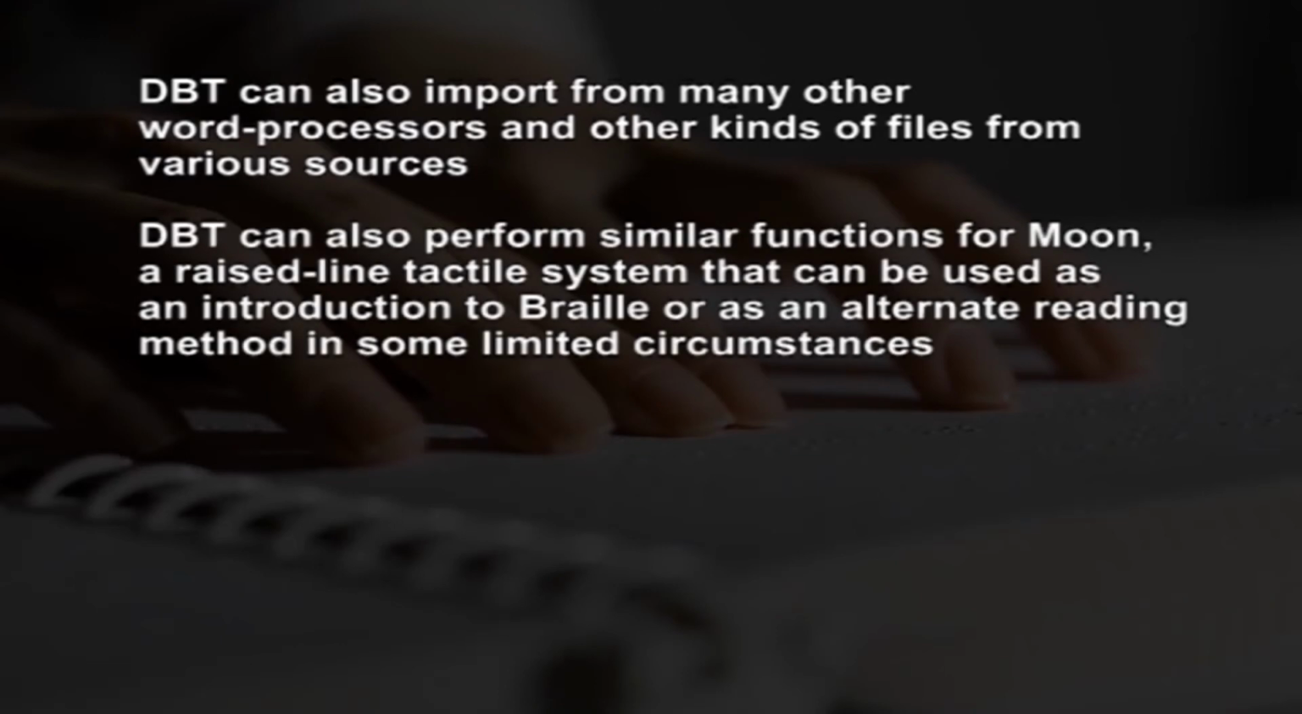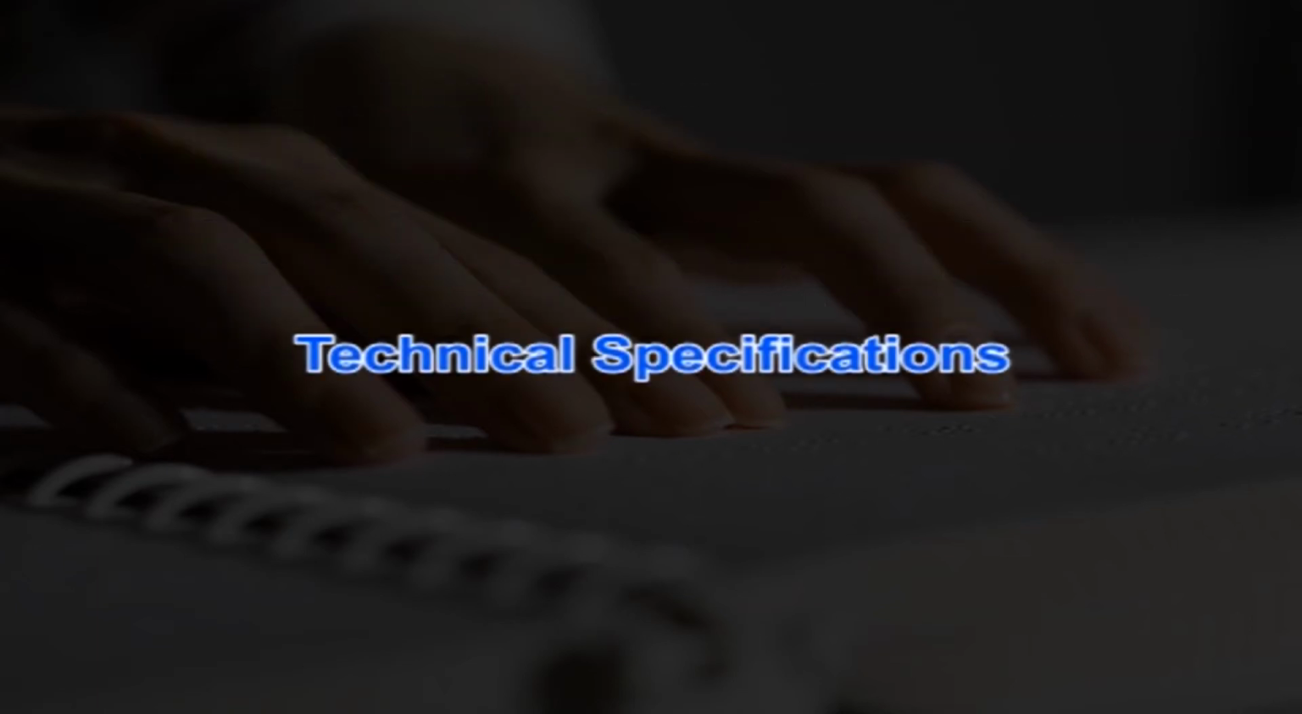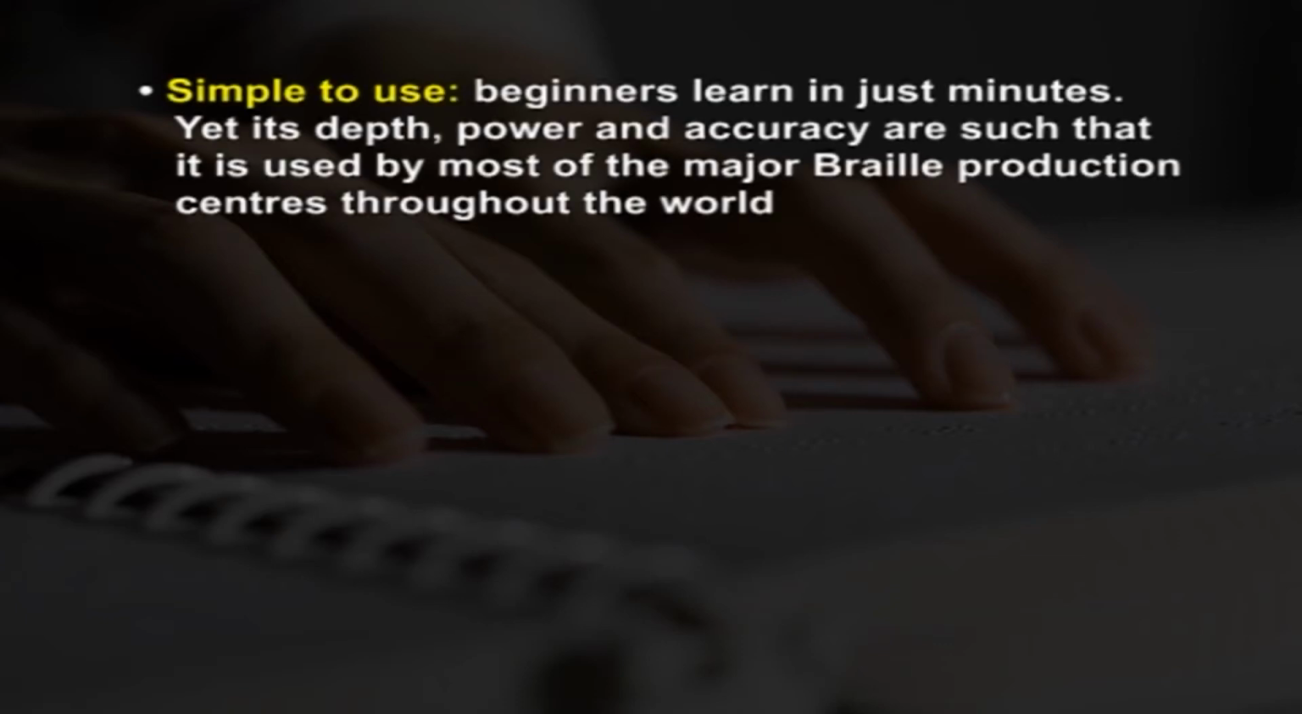DBT can also perform similar functions for Moon, a raised line tactile system that can be used as an introduction to Braille or as an alternate reading method in some limited circumstances. It is simple to use. Beginners learn in just minutes, yet its depth, power and accuracy are such that it is used by most of the major Braille production centers throughout the world.